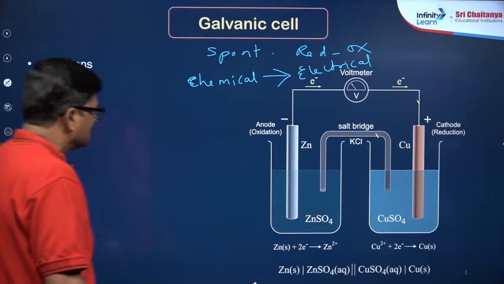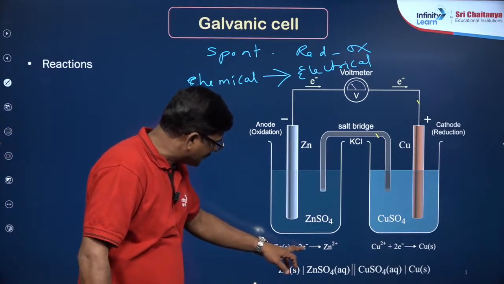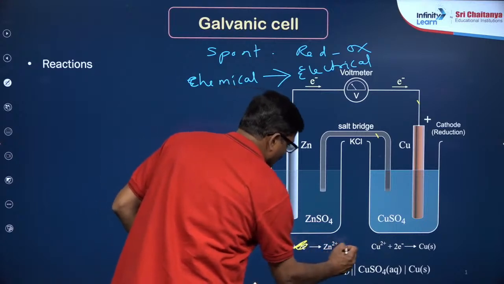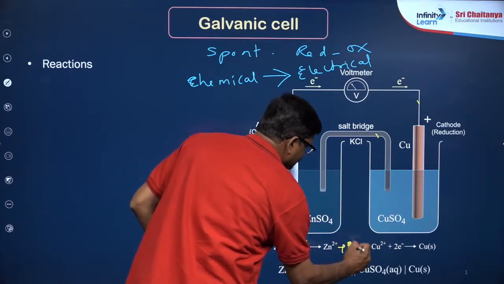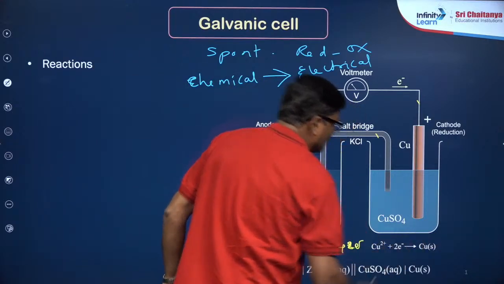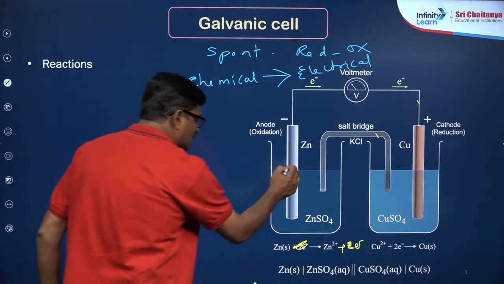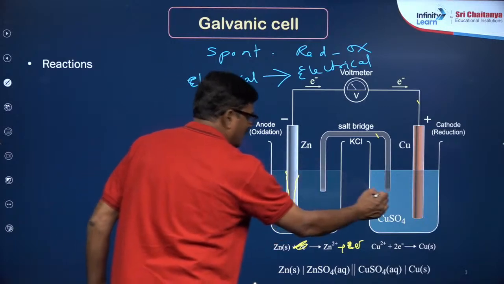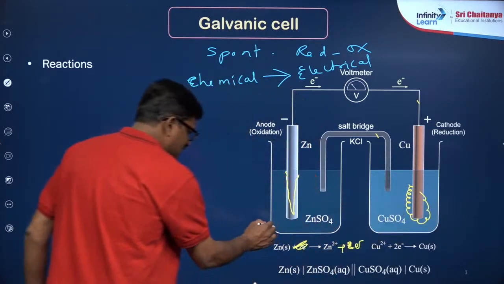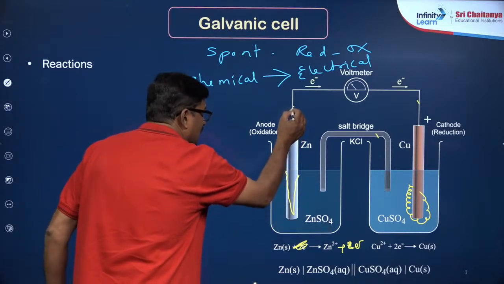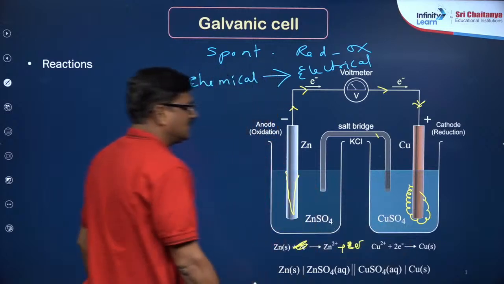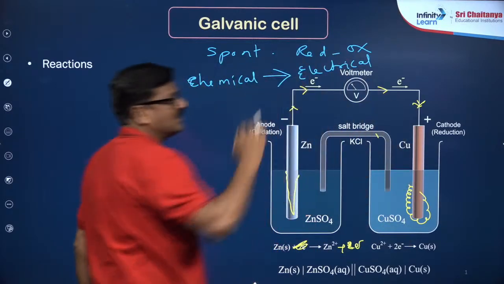So, what happened? Zinc loses electrons and it becomes zinc 2 plus, and copper gains the electrons and becomes copper. Therefore, the mass of the zinc decreased and the mass of the copper is going to be increased. As zinc loses its electrons, electrons are moving through the external circuit and joining into the copper electrode.